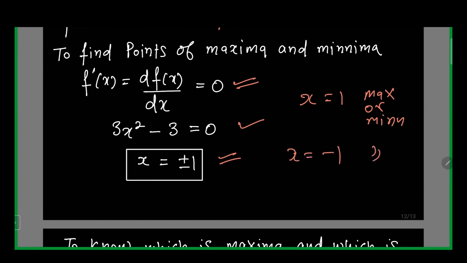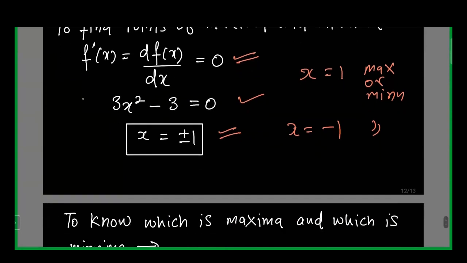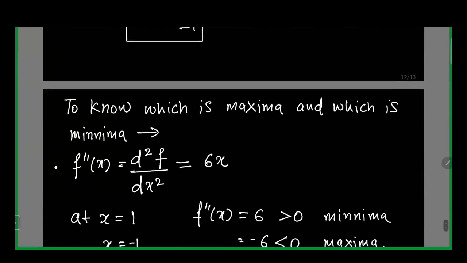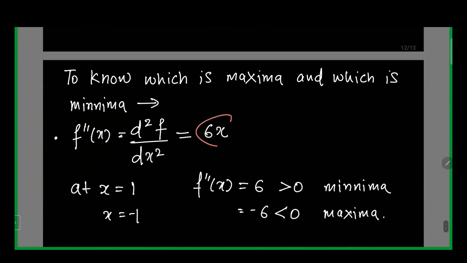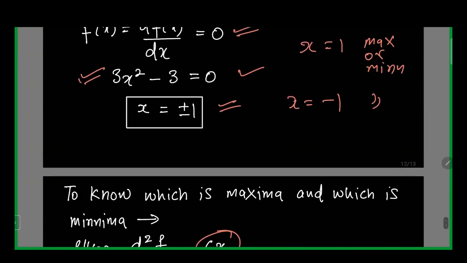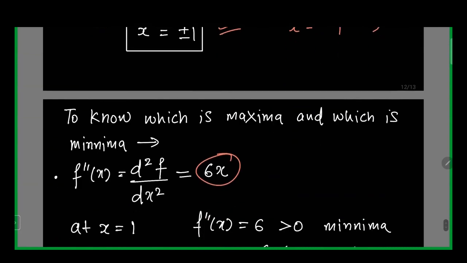But I don't know, is this a maximum or a minimum? So I need to give a very definite, final answer: is x equals 1 a maximum or minimum? How do you do it then? You do a differentiation one more time. If I differentiate 3x square minus 3 one more time, your double differentiation will be 6x. You can clearly see the differentiation of this function is 6x.